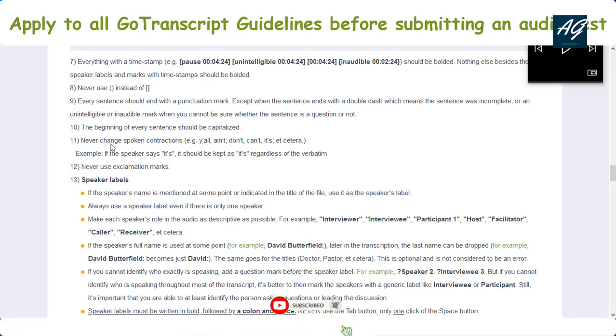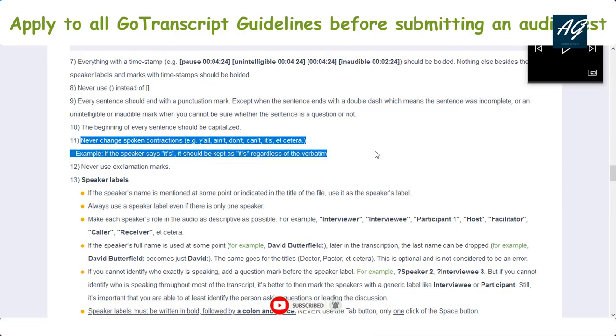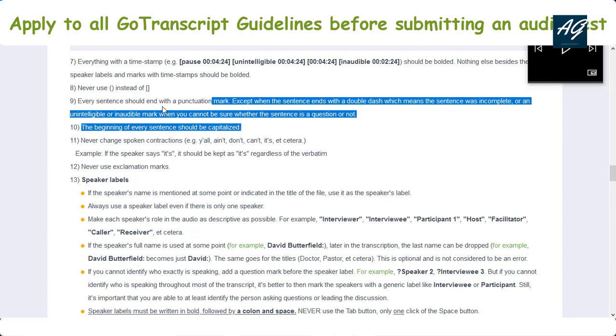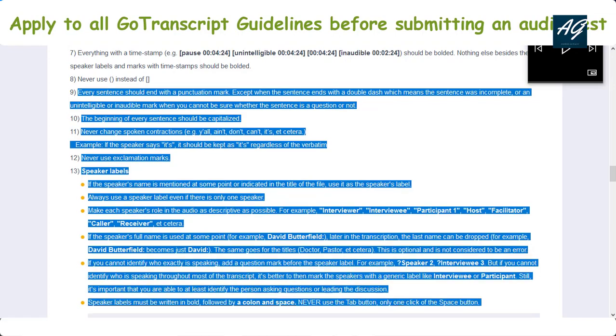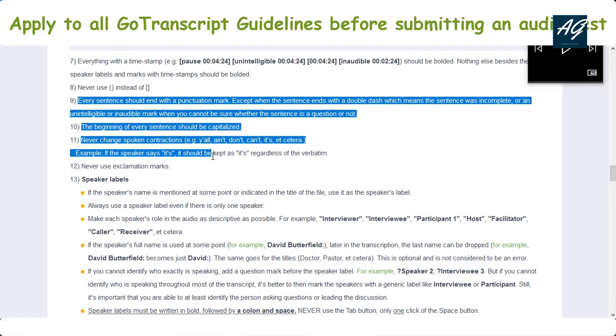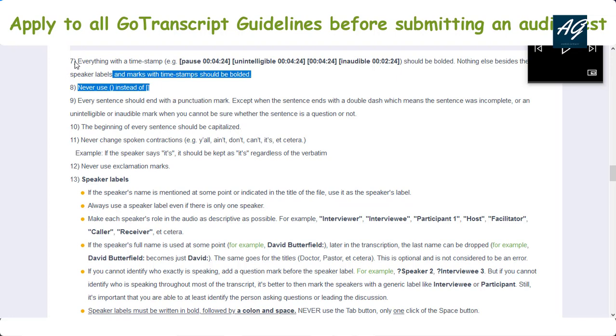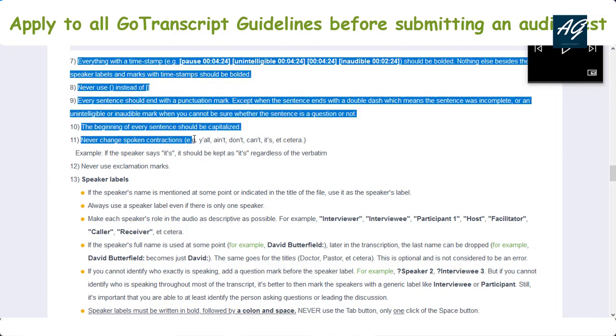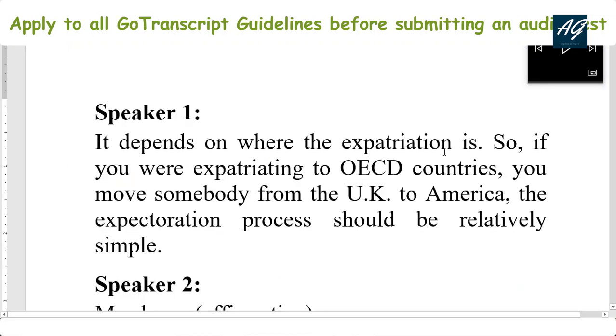So you must read all these GoTranscript rules and apply all these rules to the GoTranscript audio test before submitting the audio test. I transcribed the audio test into text form. So let's start the audio test.